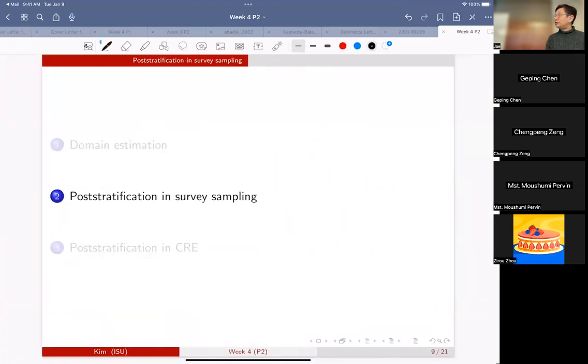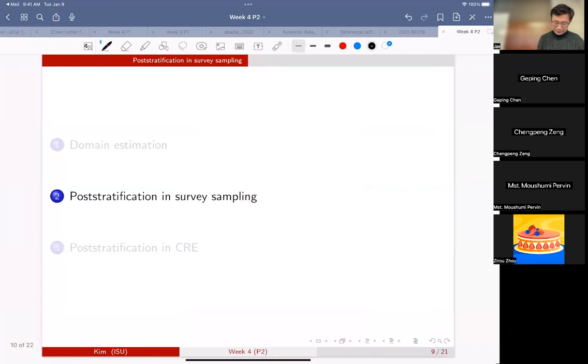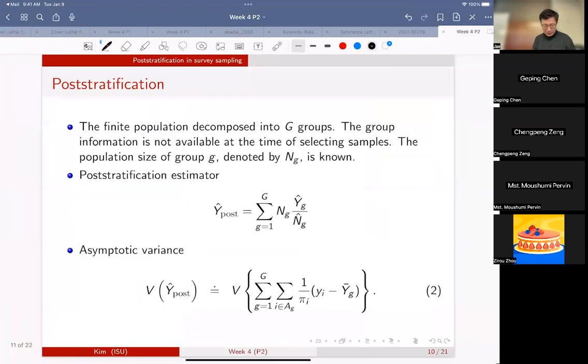So now we're gonna move on to post-stratification. So post-stratification is that the group information is not available at the time of sampling, but you know the group information after the sampling, okay? But on the other hand, you have this information: population size is known.